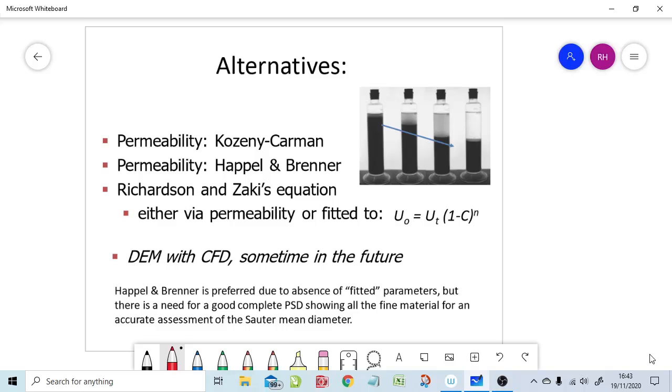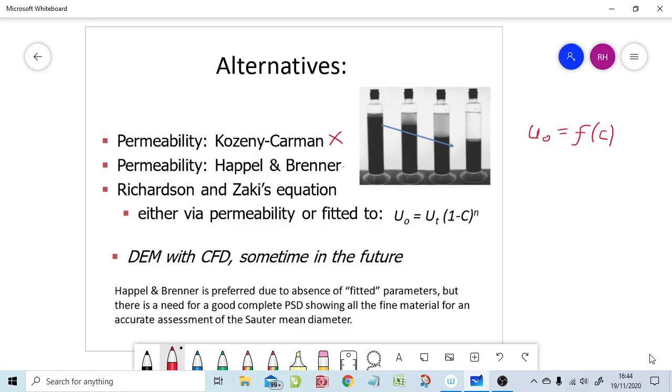So, a bit of a review of alternatives here, and just a bit of a recap: we're really looking for the settling velocity, u0. We know that it's a unique function of concentration. However, getting a constitutive equation for that is potentially difficult. Kozeny-Kármán we don't like because it has the Kozeny constant in it, and in loosely packed beds, moving beds, 5 is not really a good value to use at all.